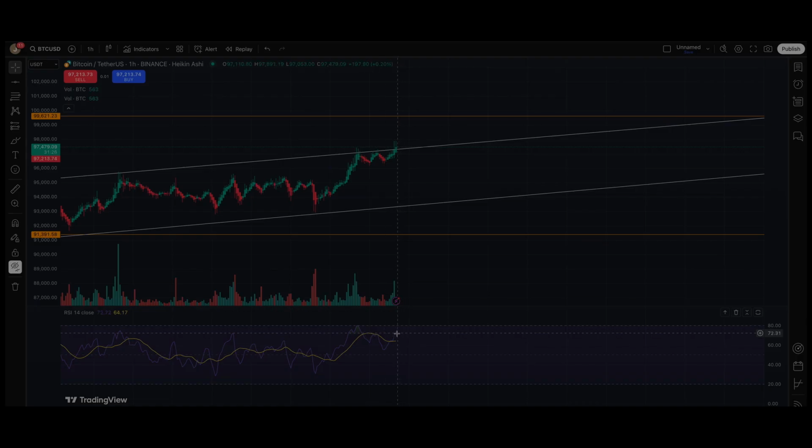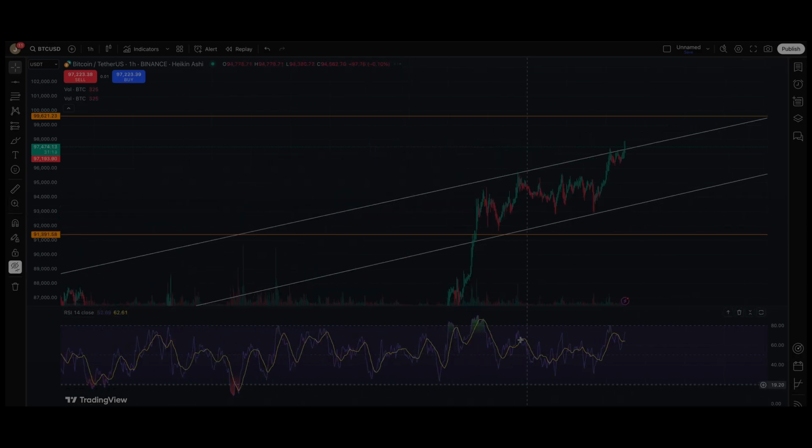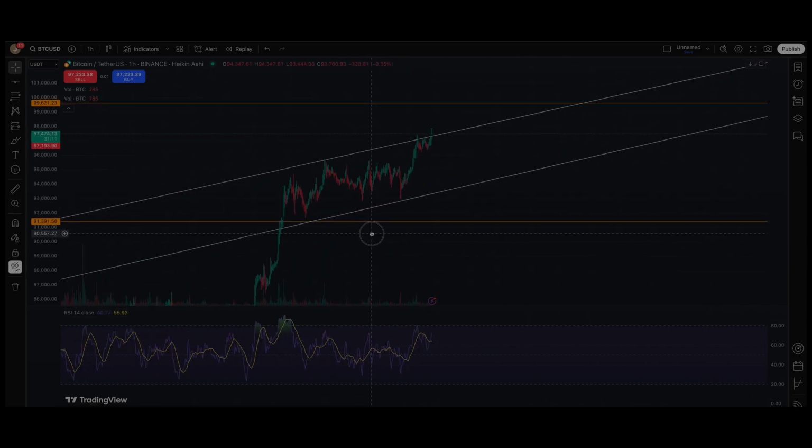So that could be your second reason. You've got kind of oversold in RSI. You've reached the top trend line of the pattern. That's two ideas, and two ideas might be enough for somebody. For me, I like to see three reasons.